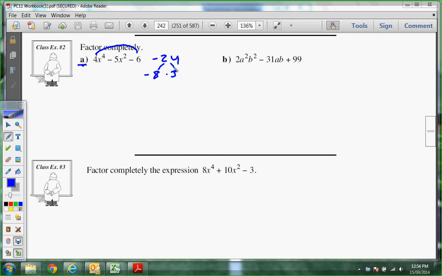Okay, now we bust them up. Now the key is this is the middle, so these are x squareds. So I'm going to go 4x to the fourth minus 8x squared plus 3x squared minus 6, and then I'm going to group. Everybody still good?